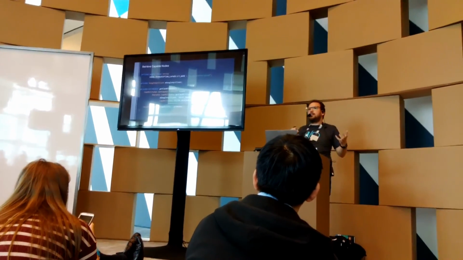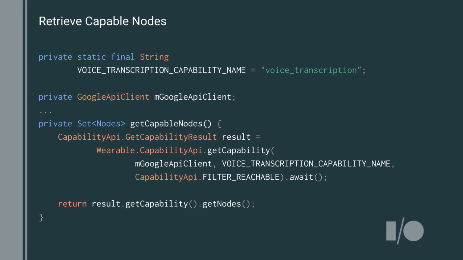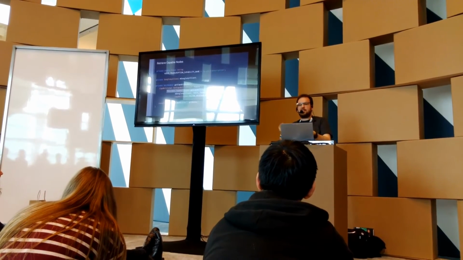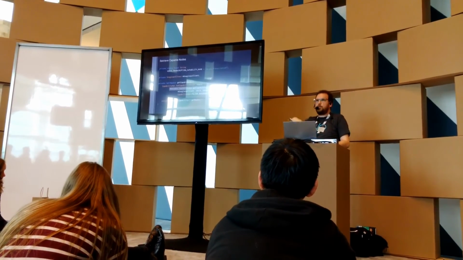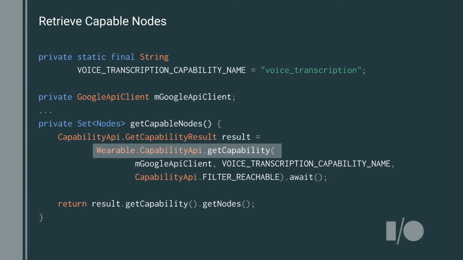Then we have the other nodes, the nodes that want to retrieve the capable nodes. How do we do that? We want to get the capable nodes. We use the capability API here, using the method getCapability. GetCapability returns inside the result a set of capable nodes. This method receives the Google API client, as always, the capability name, which is voice transcription, again, what we defined in the other node. And then it receives a filter, which is useful to only reach some nodes. Like in this case, we're filtering only the reachable nodes, the nodes that the other node can actually see. If we set this to unreachable, we will just seek for the nodes that are not present nearby. And then we return the set of nodes.